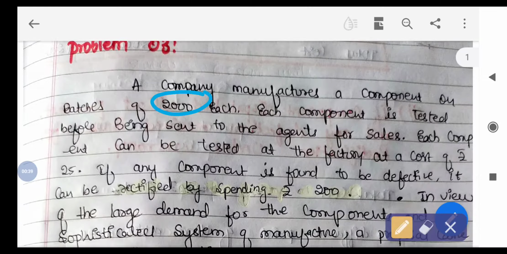Each component can be tested at the factory at a cost of rupees 25. So the cost of testing per product is 25 rupees. If any component is found to be defective, it can be rectified by spending 200. So this is the information for testing the products before selling. 25 is the cost for testing, and if they get any defective products, the additional charge to correct that product will be 200.